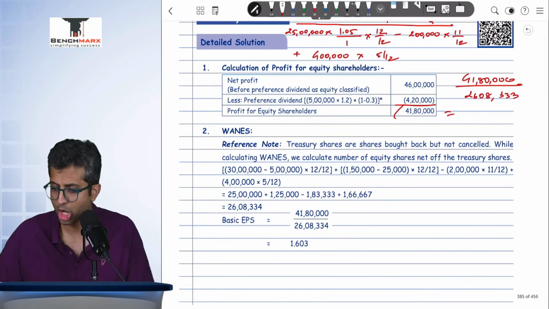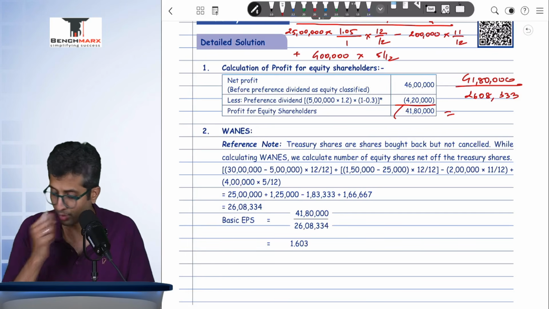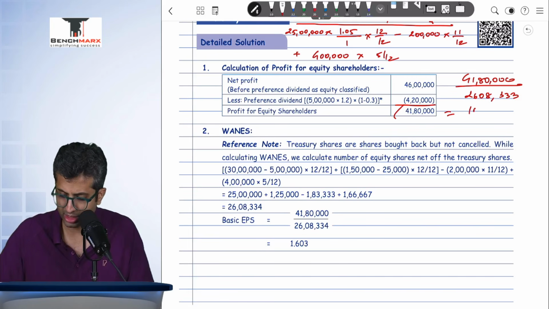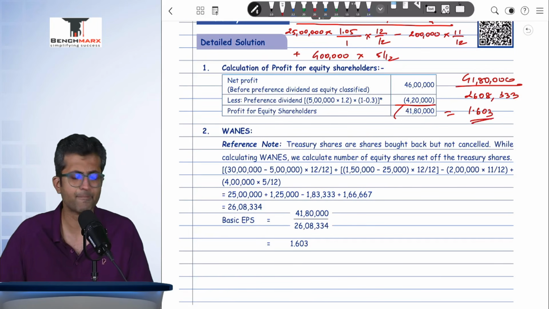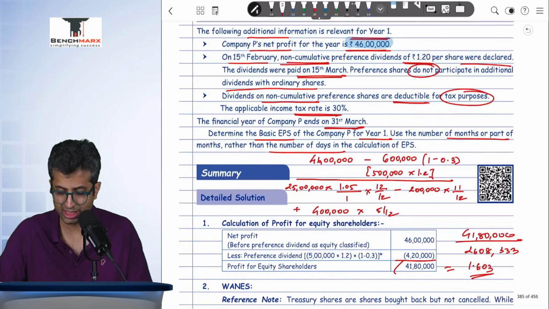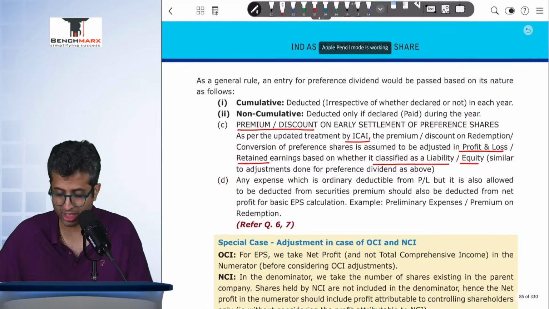And hence over here you will have 41 lakh 80 divided by 26 lakh and something, and hence you will get 1.602 or 603 as a case. Maybe this is your basic EPS. Is everyone clear with this? Yes? Okay, so this takes care of an important question 22 as well.